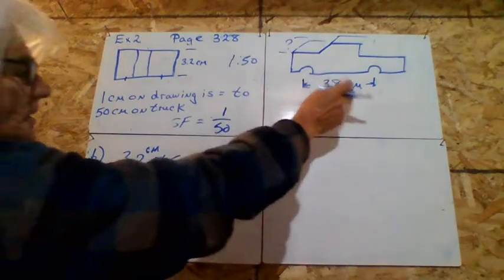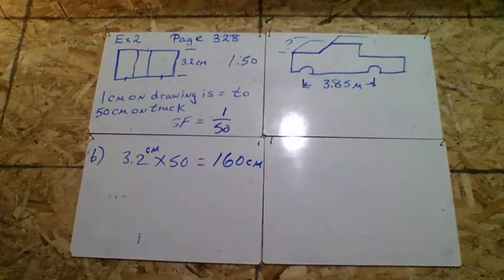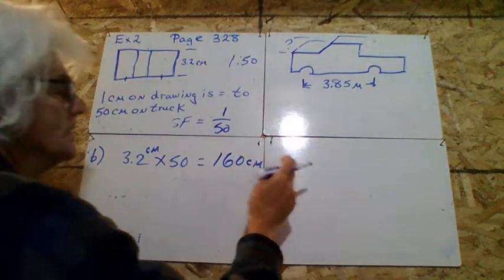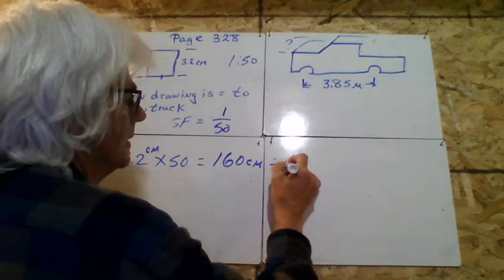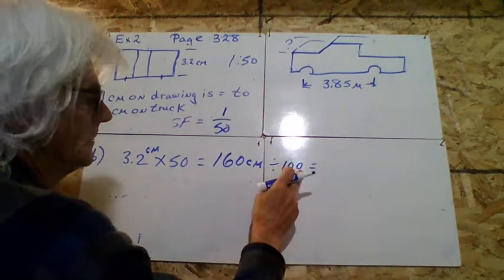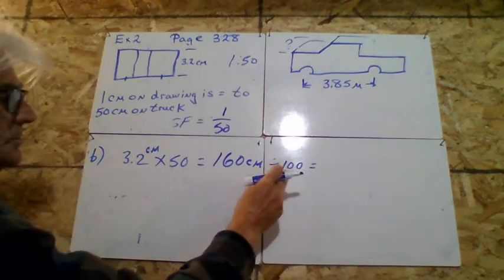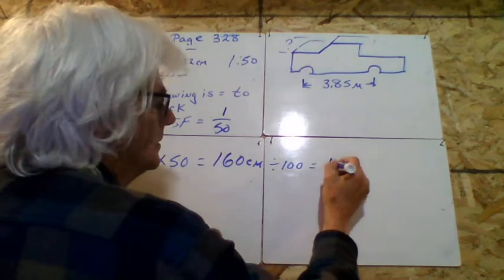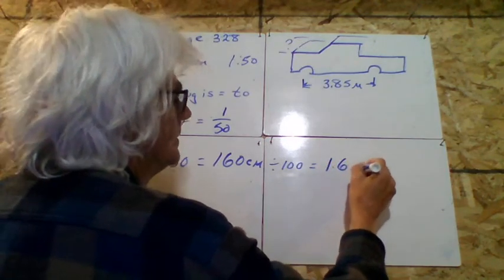Well, they've been given everything in meters, so I'll turn it into meters also. So I know that there's 100 centimeters in a meter, so I'm going to be dividing by 100 to change it to meters. And when I divide, I just count my number of zeros. That'll move it over 1, 2. 1.6 meters.